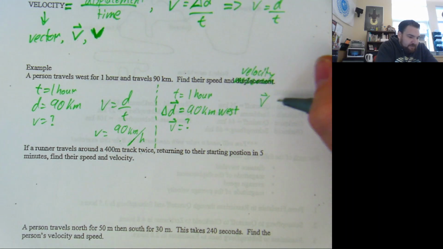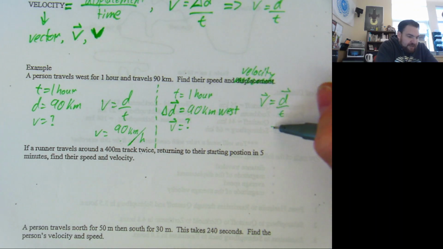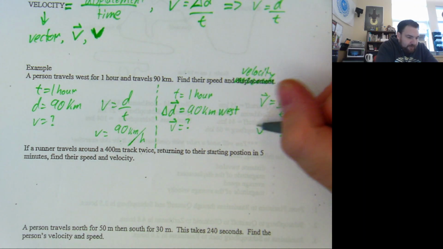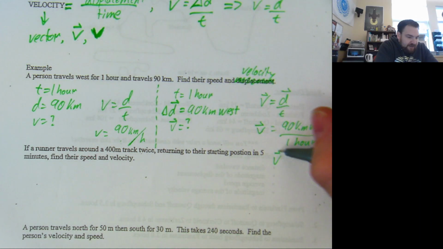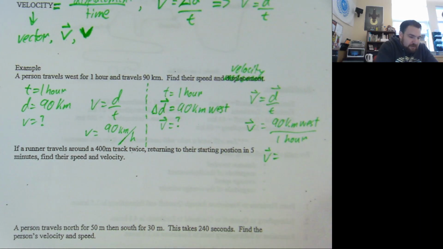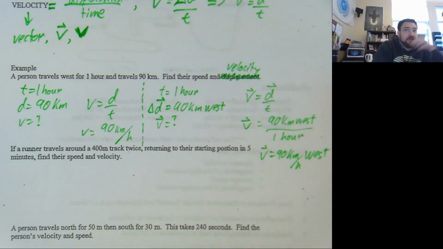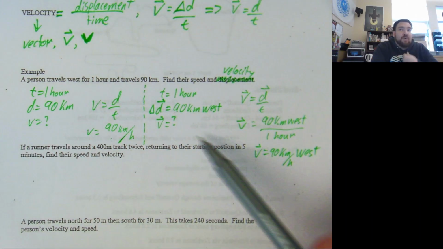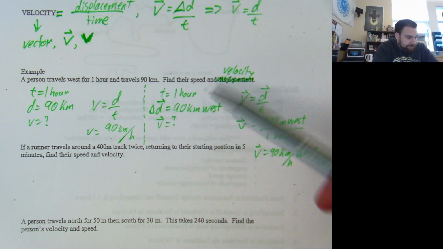V, with the arrow, is going to be our displacement over our time. So that's going to be 90 kilometers west over 1 hour, which means V equals 90 kilometers per hour west. The only difference between speed and velocity at this stage is one needs the direction and the other does not.